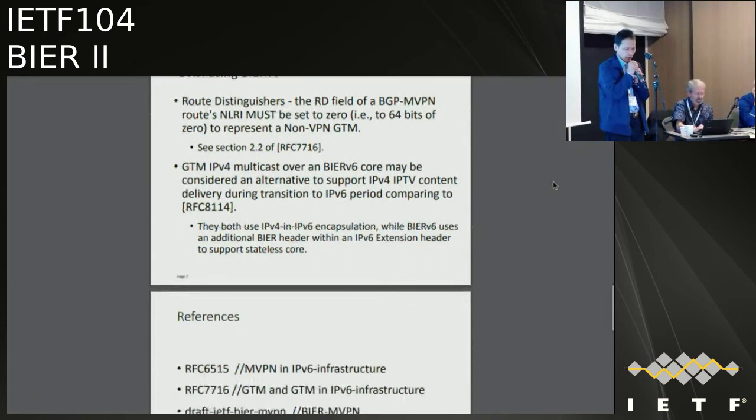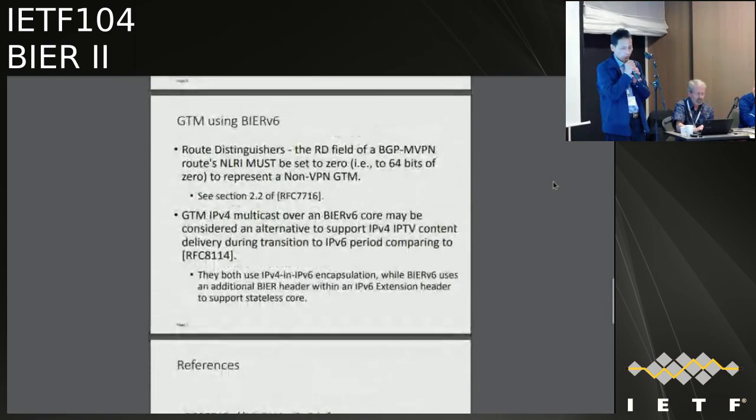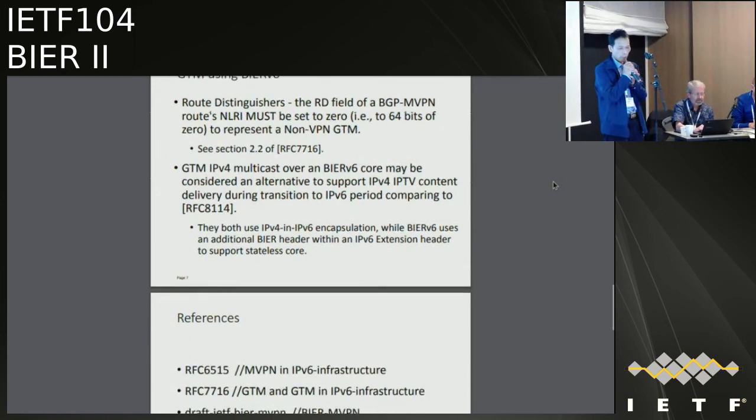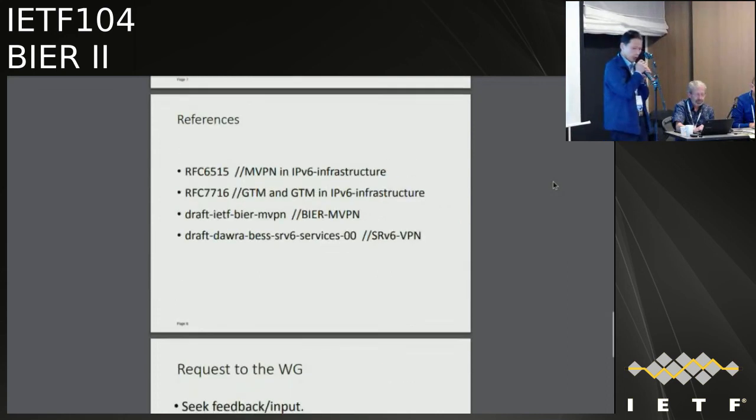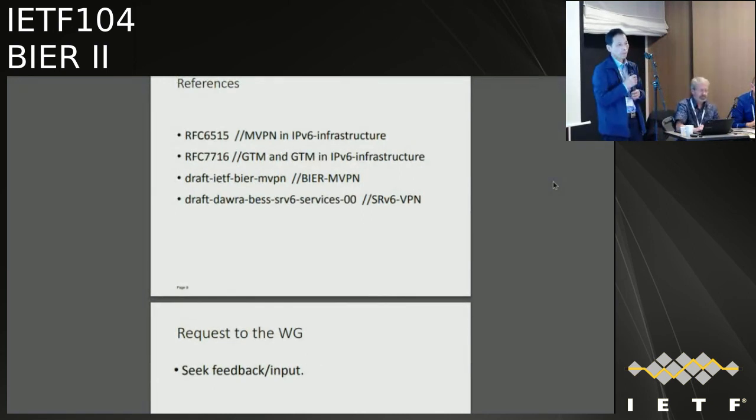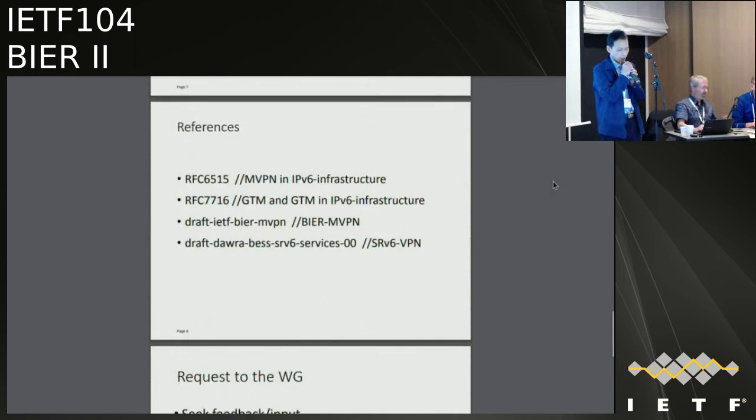So these are the references. Nothing is invented, and the main point in BIERv6 mapping is to use the IPv6 source address to identify a mapping. So the mapping label is removed, and the current messages already defined can be reused. That's what I just presented, to seek feedback.